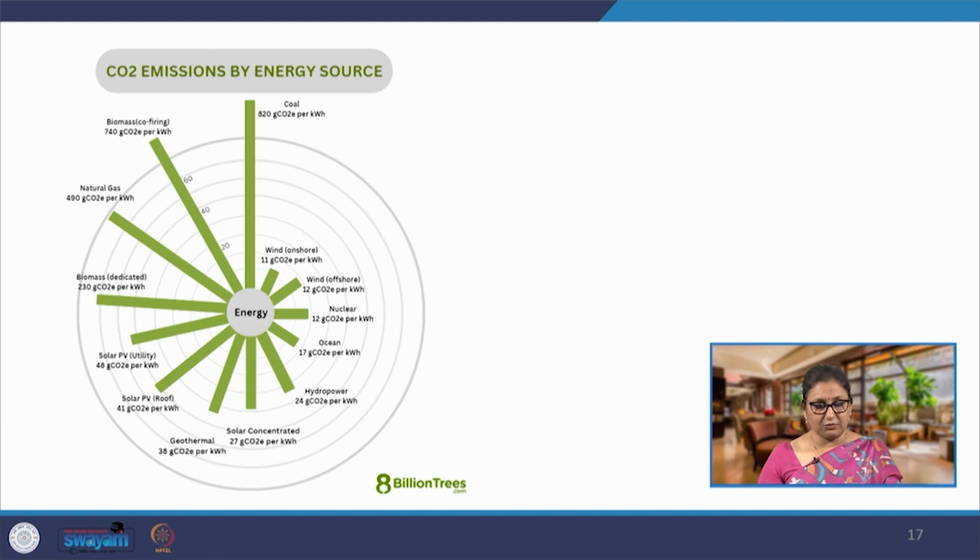So, what we have already seen is the carbon dioxide emission by energy source. If we look at, say, PV solar, approximately 41 grams of carbon dioxide equivalent per kilowatt hour. If we look at offshore wind, we are talking about 12 grams of carbon dioxide, which is very, very low. But is it feasible everywhere?